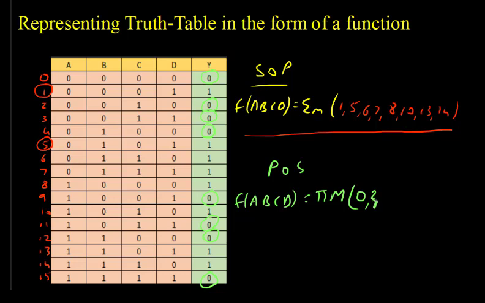So 2 3 4, then 9 11 12 and 15. Either we can use this one single line to represent the entire truth table, or this one to represent the entire truth table. So this is how we represent the truth table in the form of a function.